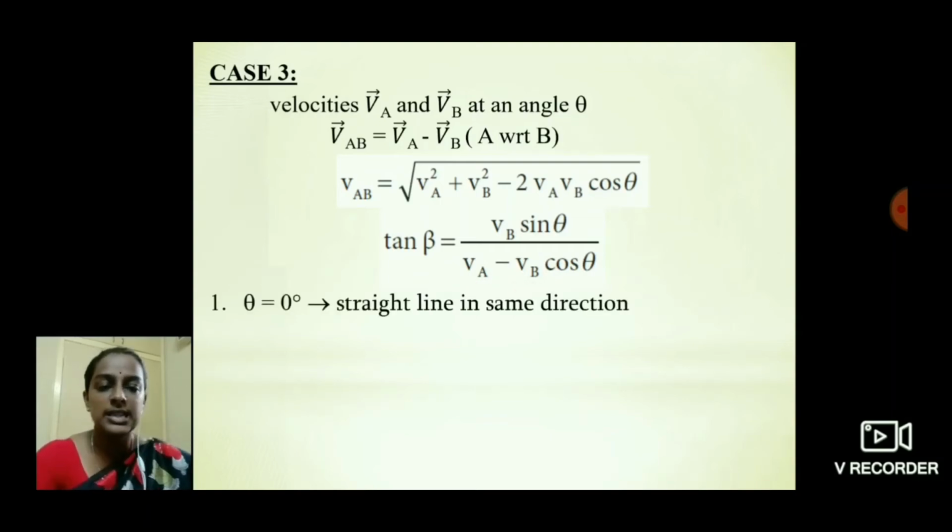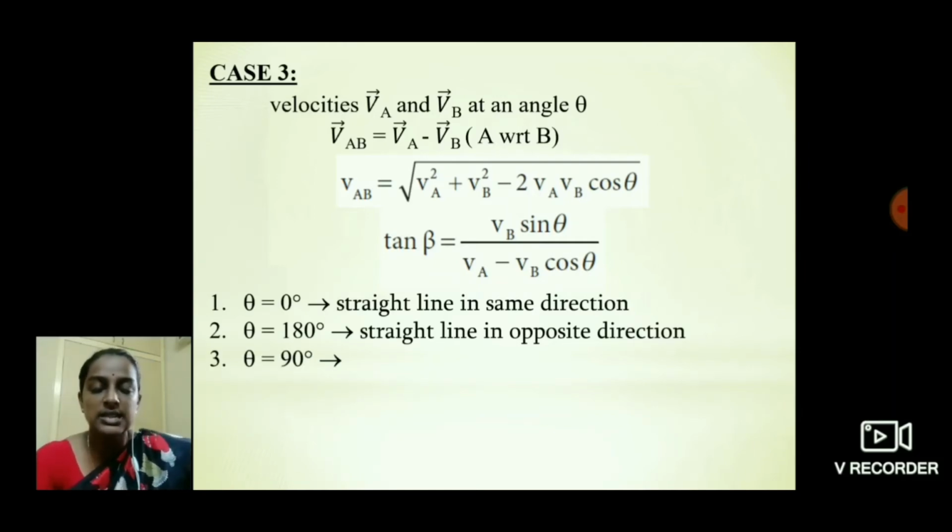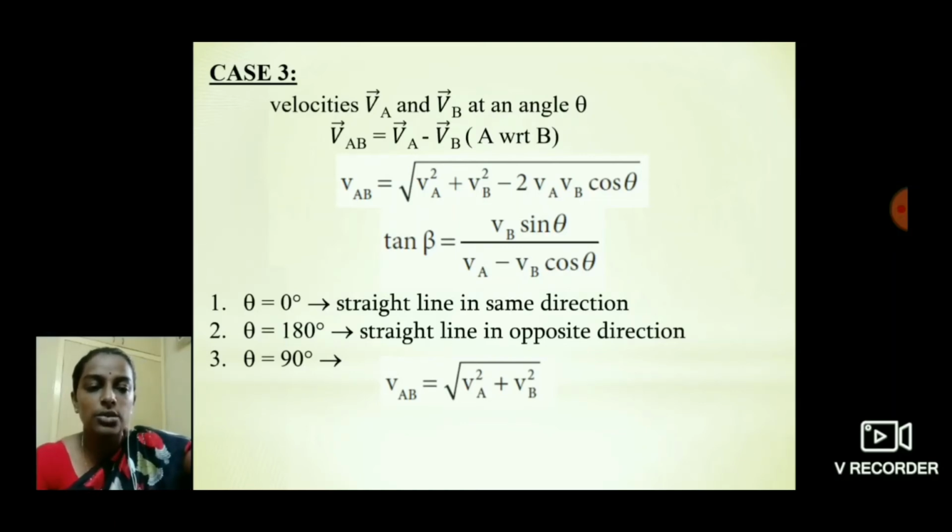Therefore, when theta is 0, they travel in a straight line in the same direction. When theta equals 180, they travel in a straight line but in the opposite direction. And when theta equals 90 degrees, VAB equals root of VA square plus VB square.